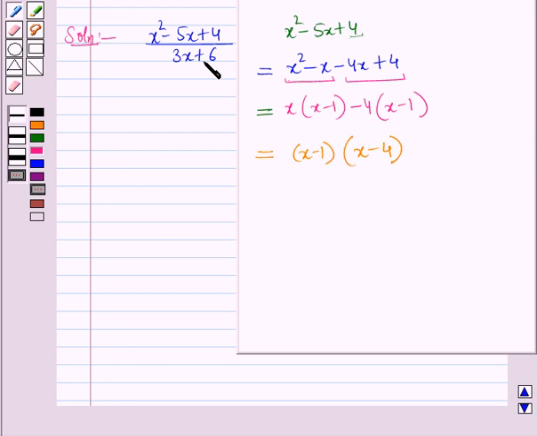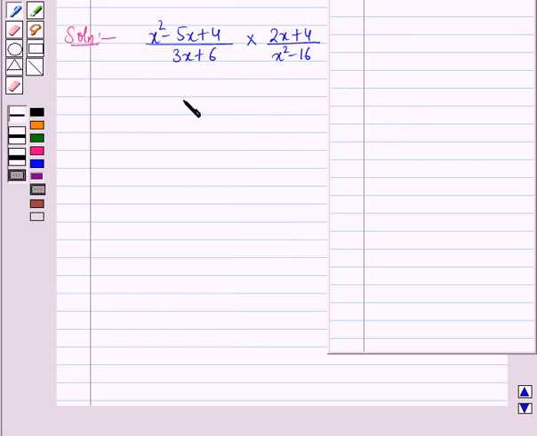Now let us factorize the denominator of this fraction. So here the denominator is 3x + 6. Taking 3 common from both these terms, it will be equal to 3 into (x + 2). And now let us factorize the numerator of the second fraction. Taking 2 common from both these terms, it will be 2 into (x + 2). So we have factorized the numerator of the second fraction.